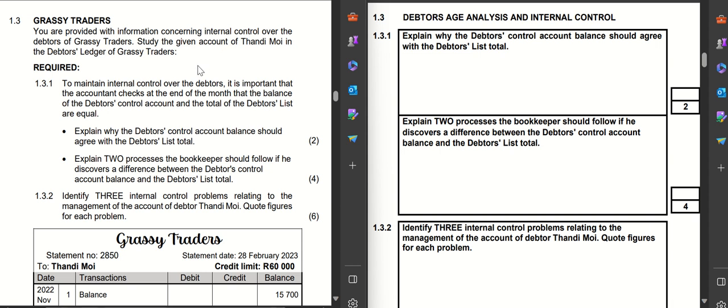Study the given account of Tandimoy in the debtors ledger of Grassy Traders. To maintain internal control over the business, it is important that the accountant checks at the end of the month that the balances of the debtors control account and the debtors list are equal. Explain why the debtors control balance should agree with the total of the debtors list.